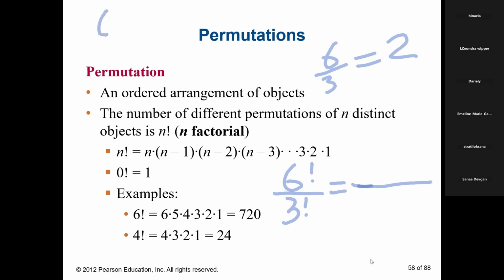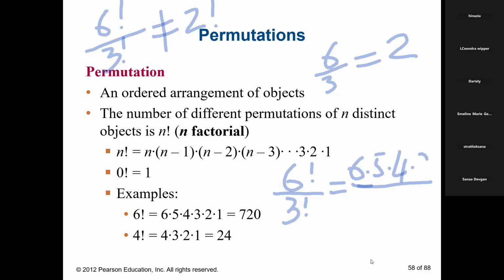Okay, let me just put this up there. Oh, I see. So 3 factorial is not equal to 2 factorial. So what can you do here? You can take 6 times 5 times 4, and then you stop at 3 factorial. And then you simplify. Okay, why in the example does it go all the way down to 2 and 1?